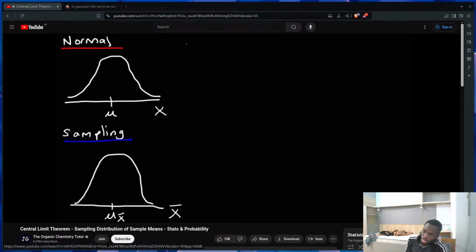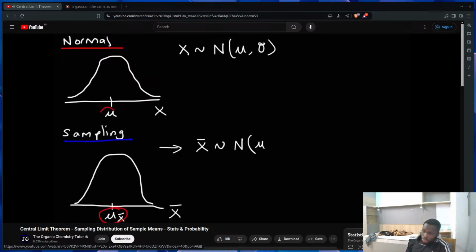Now to write the distribution, for normal distribution, we have the random variable x, N for normal distribution, population mean mu, and the standard deviation sigma. Now for the sampling distribution, we can write it this way. Instead of x, it's going to be x bar. It's still the shape of a normal distribution with the mean mu. Now keep in mind, when n is large enough, these two are approximately the same, so you can just write mu instead of mu x bar. So the mean is going to be the same, mu.